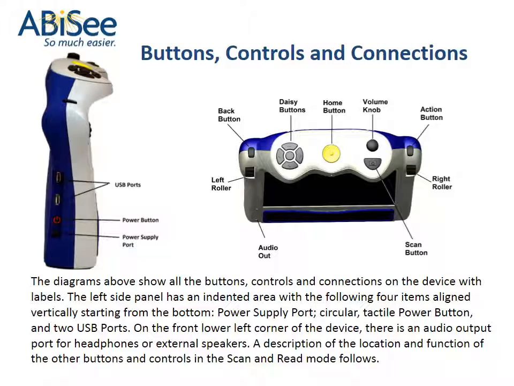The left side panel has an indented area with the following 4 items aligned vertically starting from the bottom: power supply port, circular tactile power button, and 2 USB ports. On the front lower left corner of the device, there is an audio output port for headphones or external speakers. A description of the location and function of the other buttons and controls in the Scan and Read mode follows.